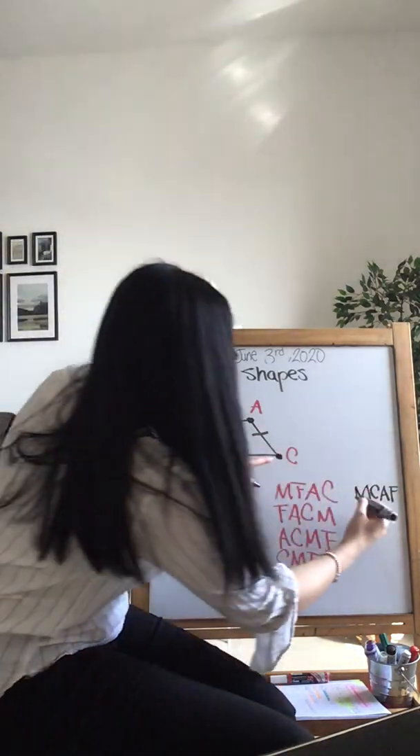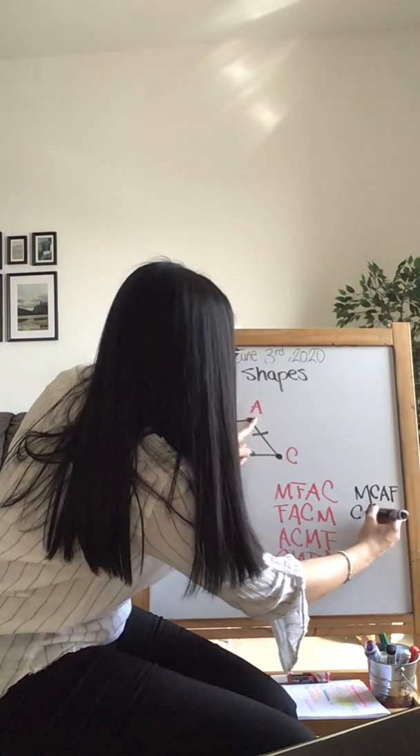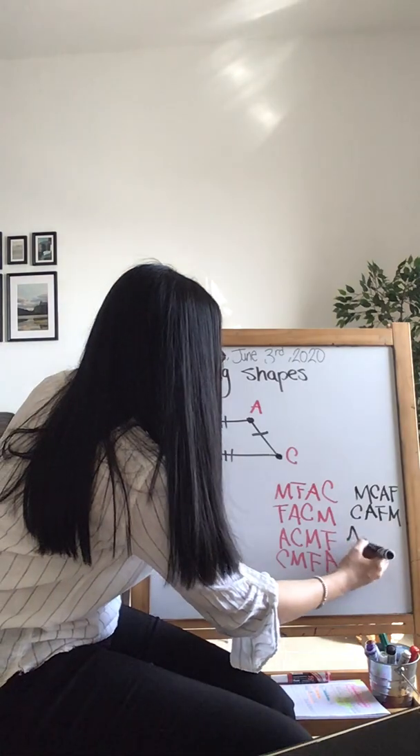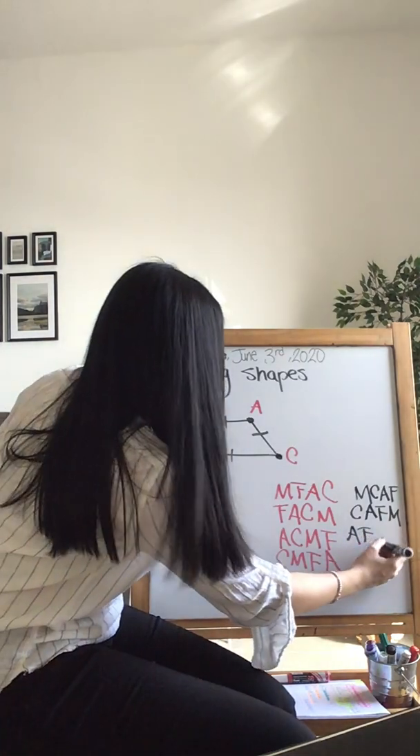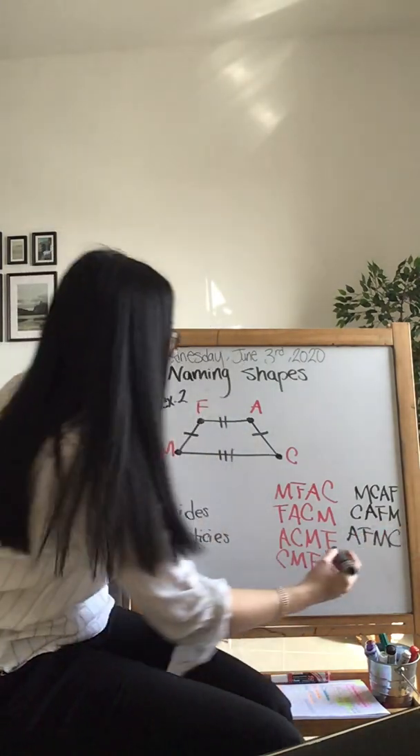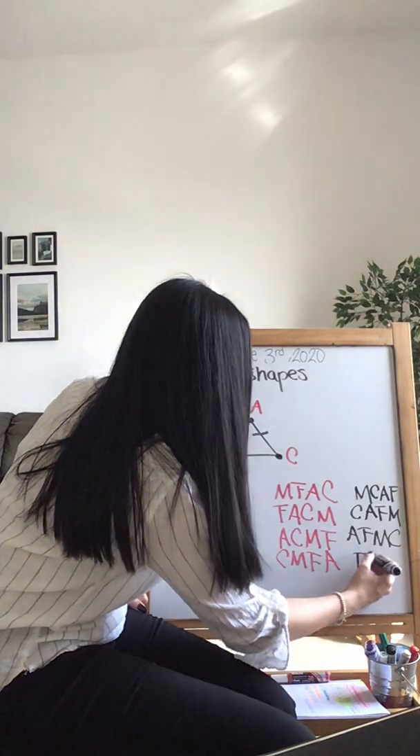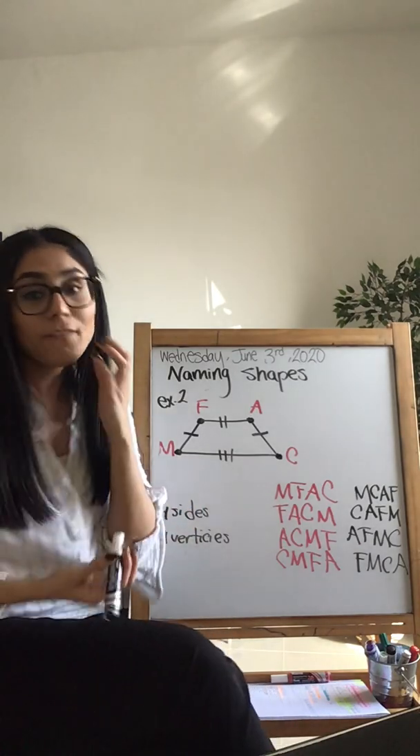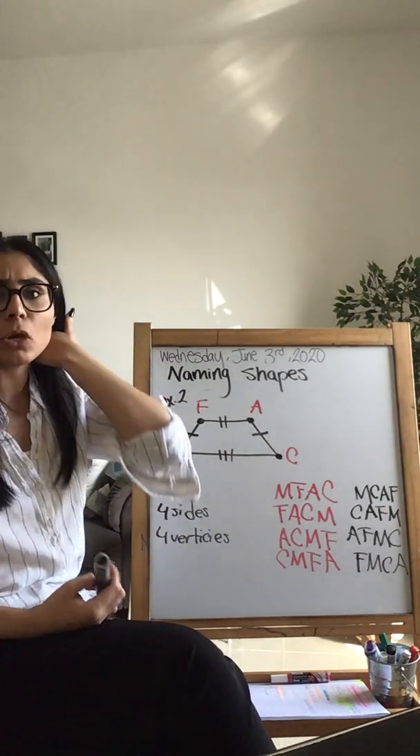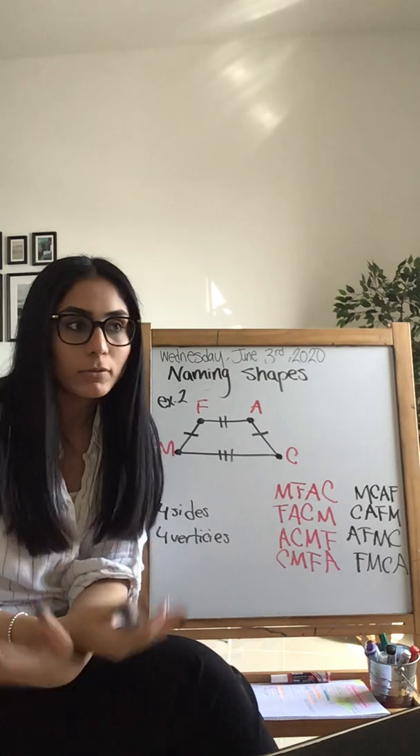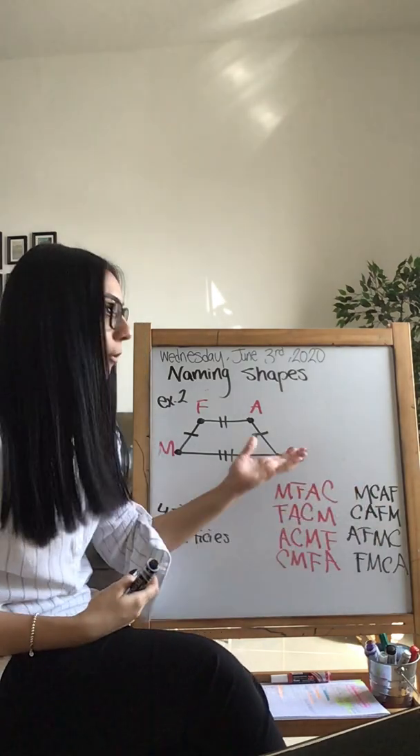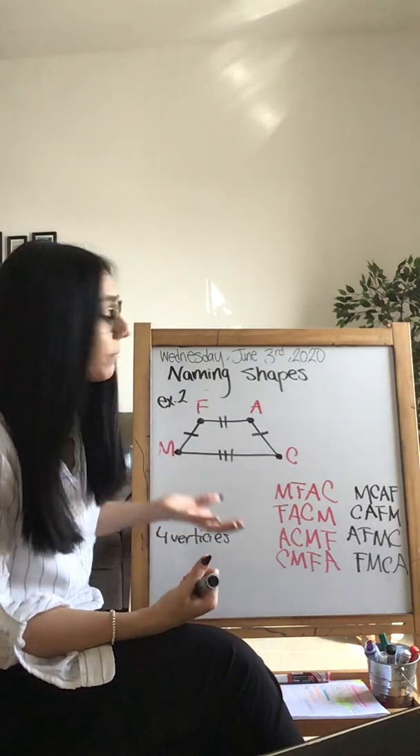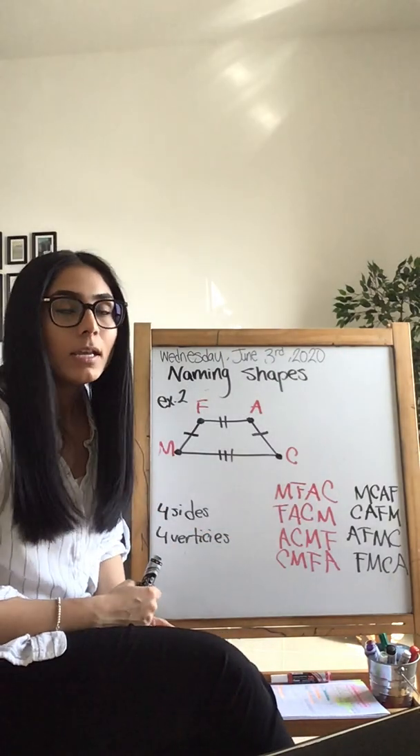What if I start at C, A, F, M? If I start at A, F, M, C, and if I start at F, M, C, A. My point is, unless I say, tell me all the ways you can name this shape, you don't have to tell me all of these. You just tell me one, right? So what's one way to name this shape? That would be just one of these, any of these.